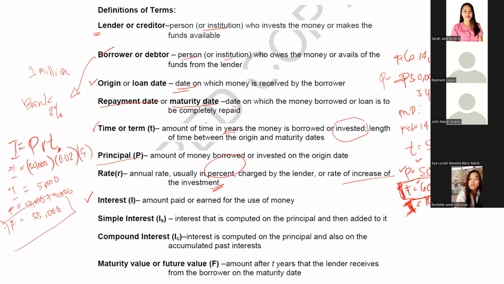Ang interest is per year based from the principal amount. Ang compound interest naman, interest is computed on the principal and also on the accumulated past interest. So dito, hindi na siya based sa principal amount lang. Halimbawa ngayon, ito.